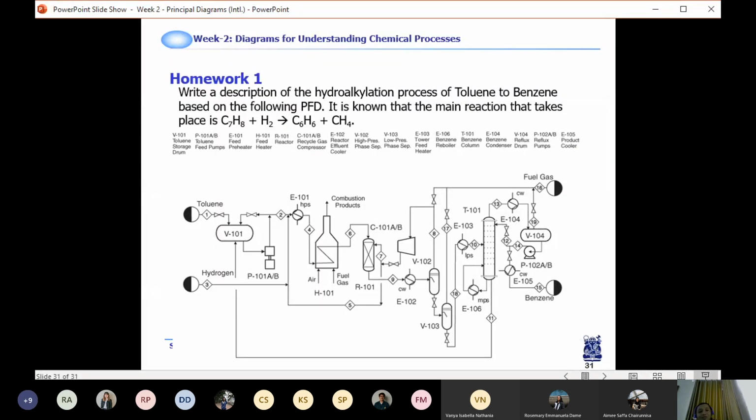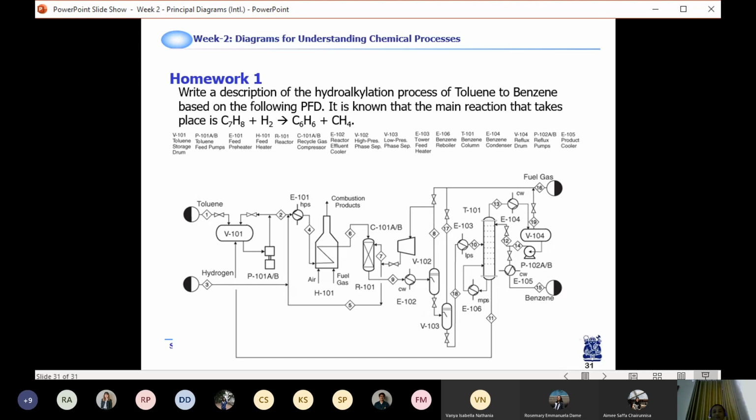Homework number 1. Write a description of the hydroalkylation process, toluene to benzene. The PFD, I already explained to you. This one is the PFD for the toluene to benzene process, based on the following PFD. The main reaction is right down there. So your homework is just to try to make a process narration or process description about this PFD.